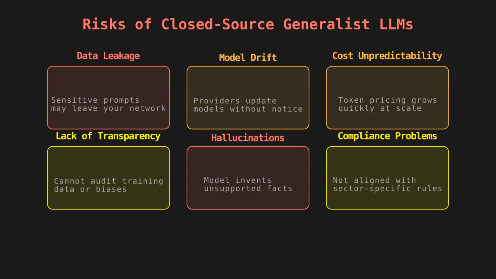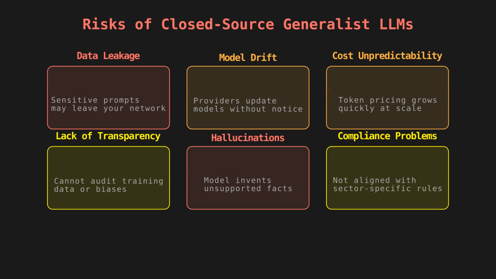This is a major concern for healthcare, finance, legal, and manufacturing. Second, model drift. Providers can update their models without notice, and a workflow that works today may behave differently tomorrow. Third, unpredictable costs. Token-based pricing grows quickly at production scale. Fourth, lack of transparency. You cannot audit the training data, check for biases, or verify copyright compliance.